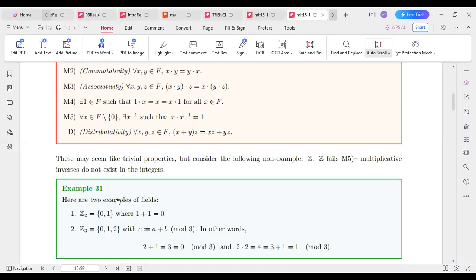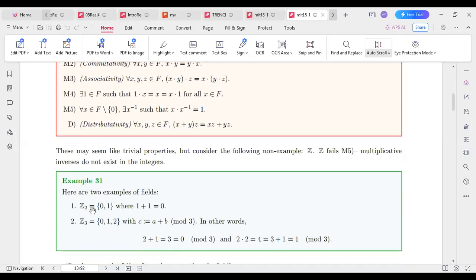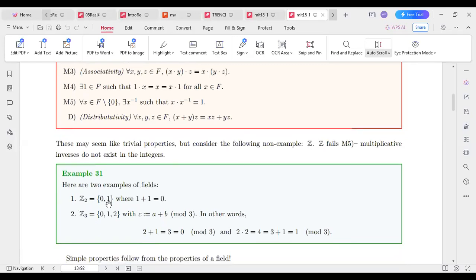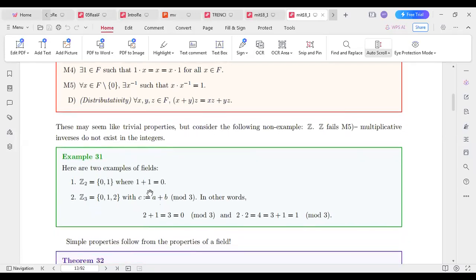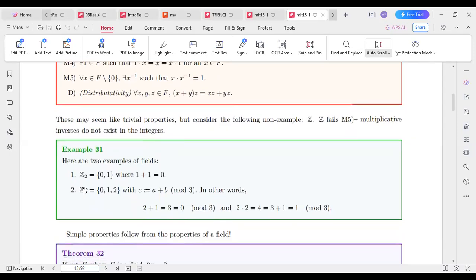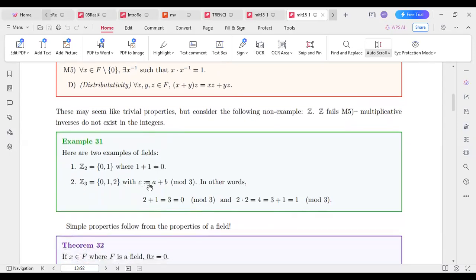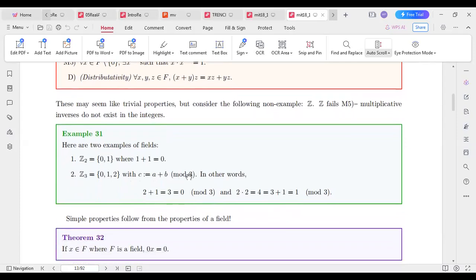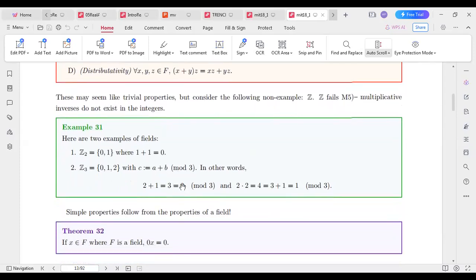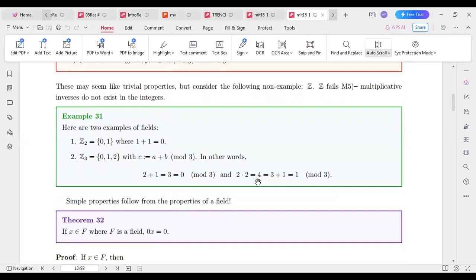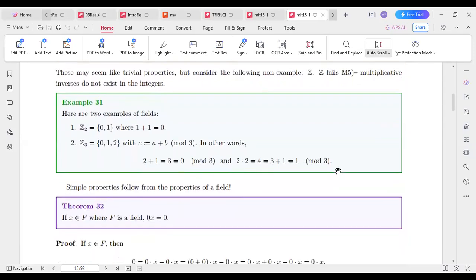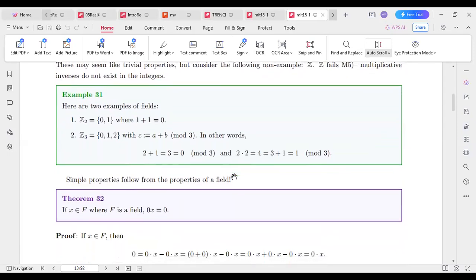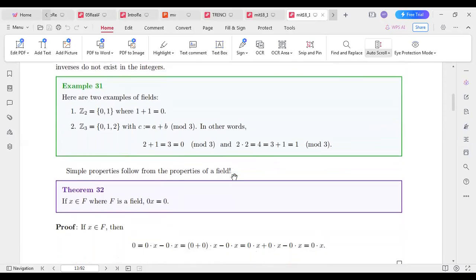So there are two examples of field. One is Z2 equals {0, 1}, where 1 plus 1 equals 0 by using modulus. Then Z3 equals {0, 1, 2}, where the operation is defined as a plus b mod 3. In other words, 2 plus 1 equals 3, which is also 0, and 2 into 2 equals 4, which equals 3 plus 1, and can be written as 1 mod 3. So these are the two examples of field.